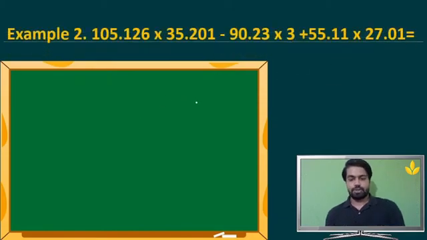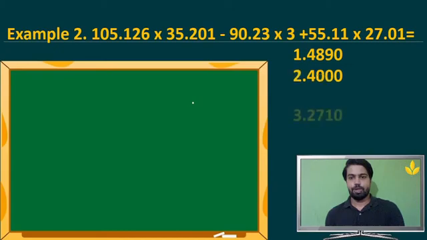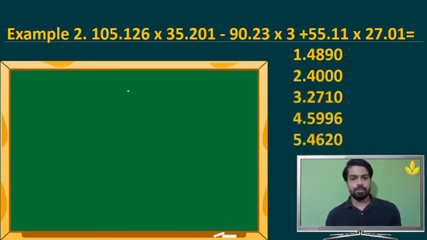Let us go for this question where we have the options which are not much far, which are very much near to each other. So we need to have a limited approximation. Here I cannot take 105.126 as 100. I may go for the wrong answer. So let's go for 105 only. Let's ignore the decimal part and we can take 35.